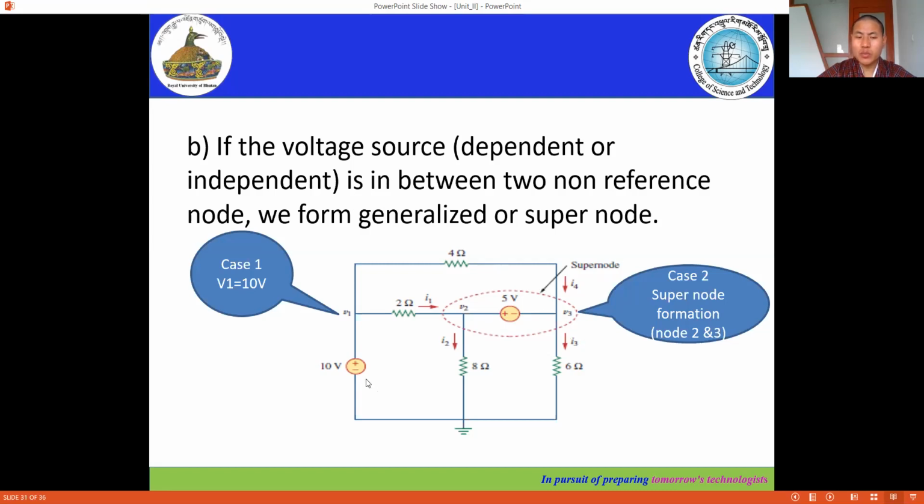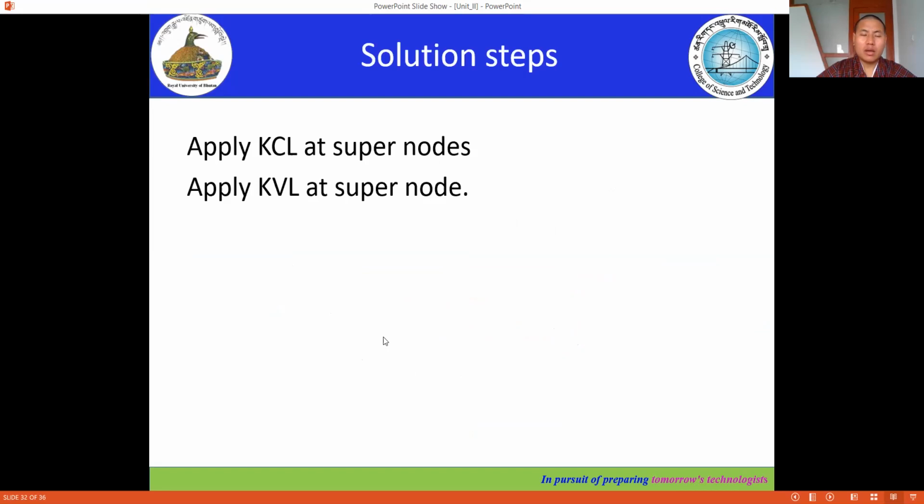Now, how do we solve this kind of case? The first case is very simple: we simply give V1 is equal to 10 volt. For the second case, in between two non-reference nodes, we have to form the super node. V2 and V3 we club together to form the super node. Once we form the super node, we apply Kirchhoff's current law at the super node, and then we will get one equation. After Kirchhoff's current law, we have to apply Kirchhoff's voltage law.